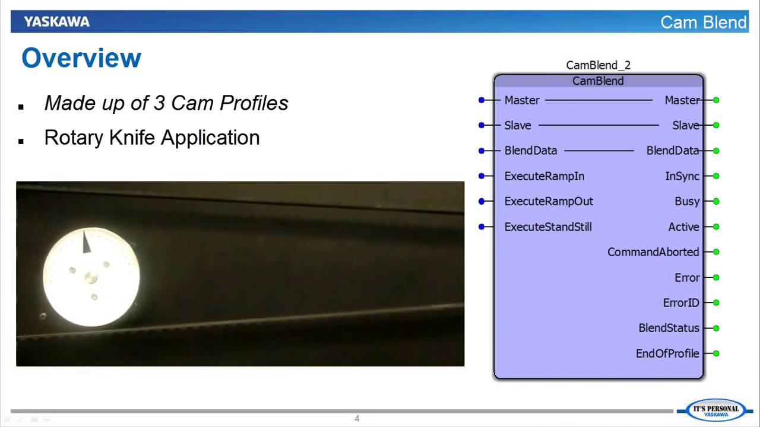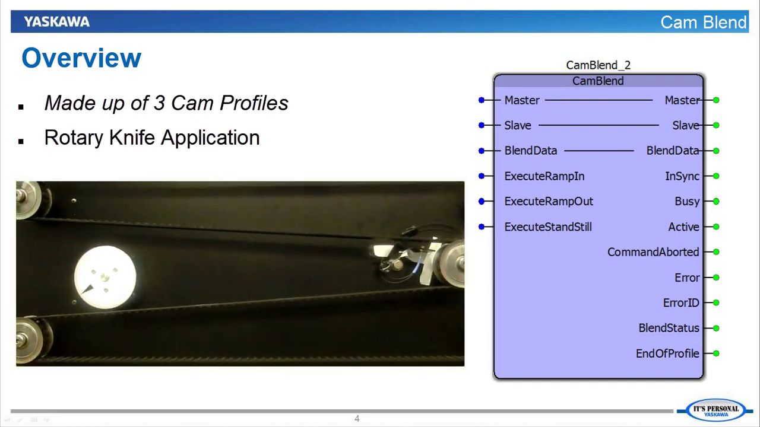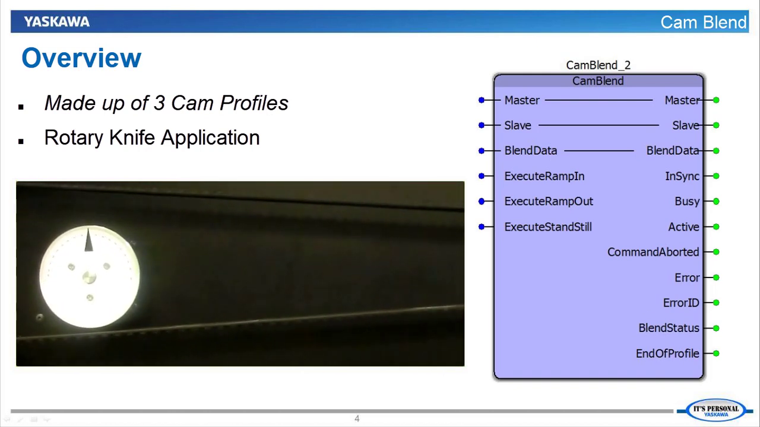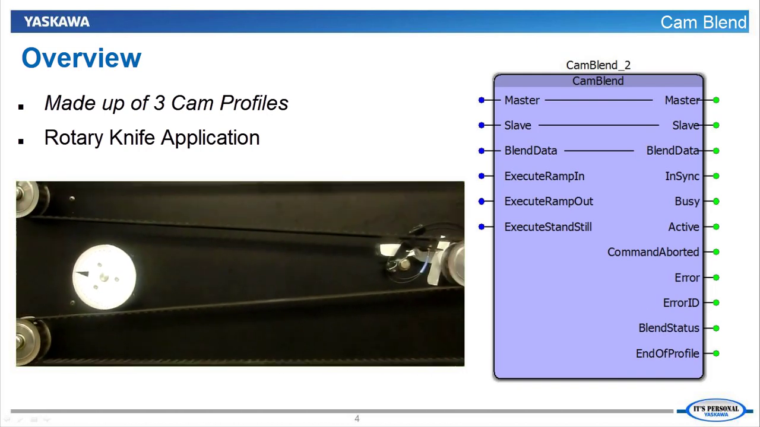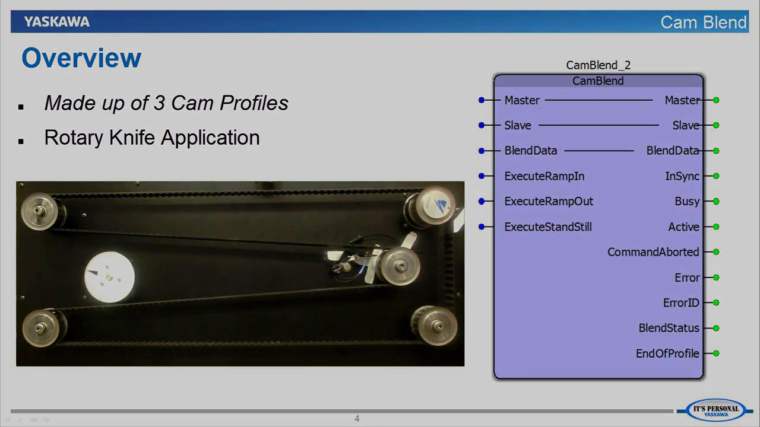When using the cam in and out function blocks, the knife forcefully engages when the master is already running. This could cause excessive machine wear. When the cam blend function block is used, the knife smoothly engages and disengages to the running master. One main application that uses cam blend is a rotary knife.